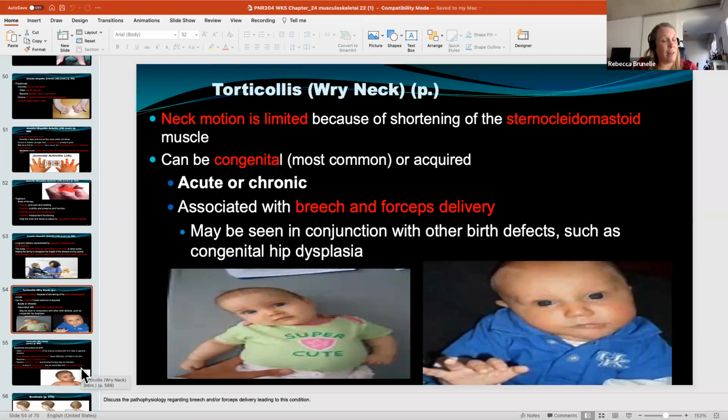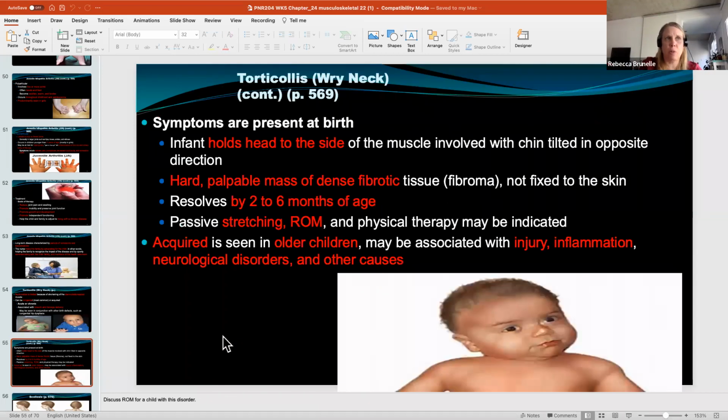Yeah, so I like your logic. You don't want to hurt their spine, but you can do passive range of motion, especially when they're a baby. So if you're holding their head to the side, you can get them into physical therapy and do stretching, and usually that'll fix it. If it's not just passive range of motion, then they do need surgery. So, yeah.